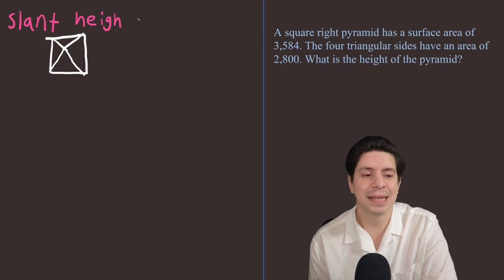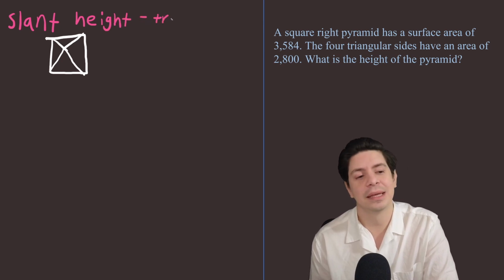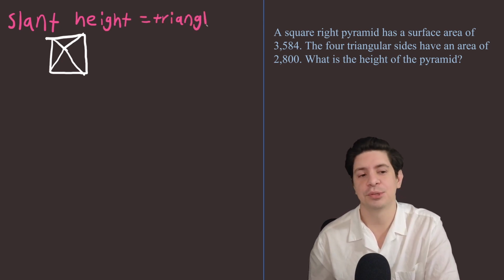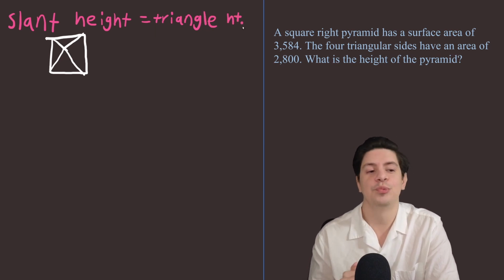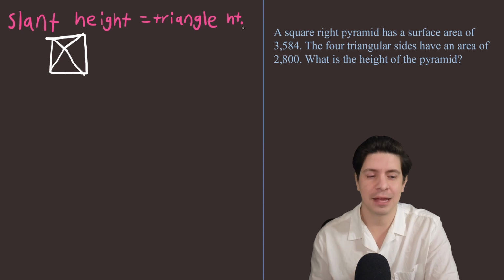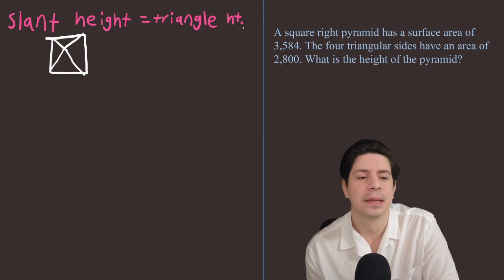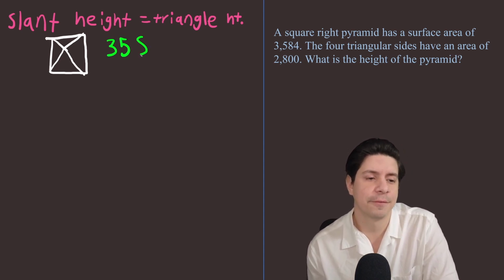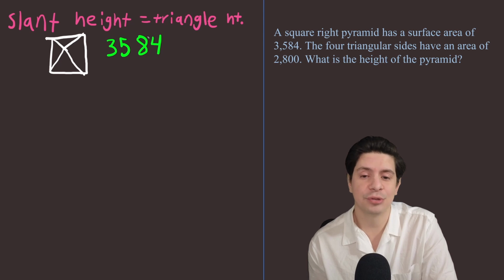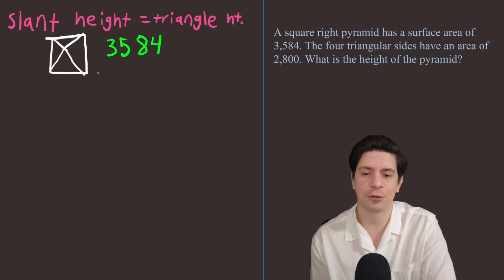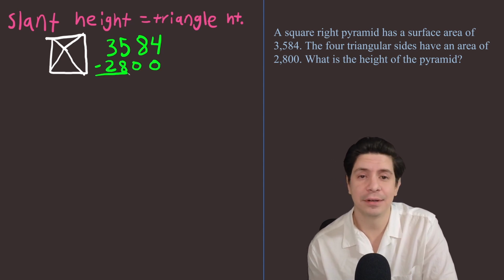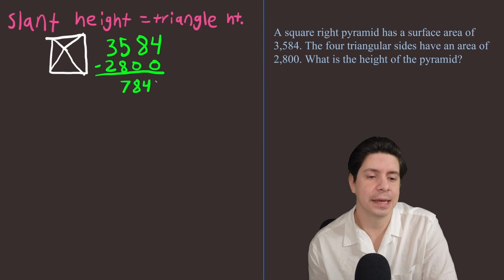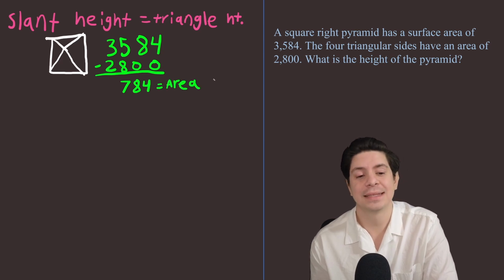And remember, the slant height is going to be the height of the triangle. Okay, so we can use the slant height, and once we have the slant height and we have the base length, we can find the actual height using Pythagorean theorem, but we'll get there. So we're going to first find the base area by subtracting 2,800 from the total area, because that will give us just the area of the base, because the rest is the 4 triangular sides. And that will be 784. Okay, so that's the area of the base.